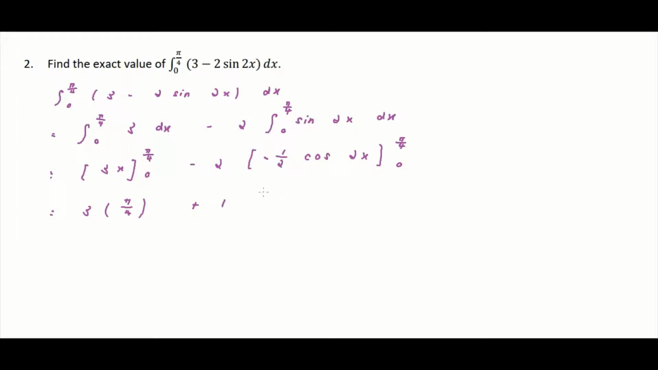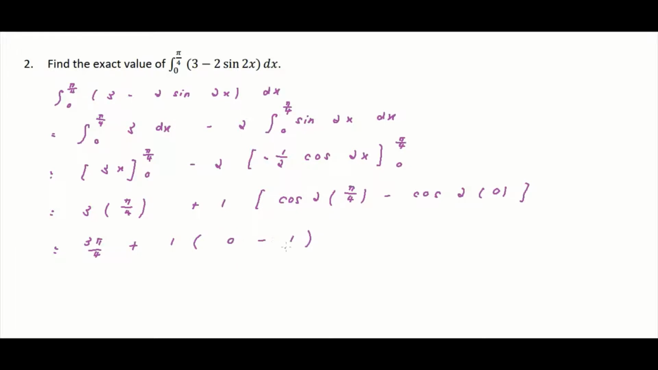For the cos 2x, now we can try to substitute. So cos 2 times pi over 4 minus cos of 2 times 0. Please don't skip this step because I know 2 multiplied with 0 gives you 0, but cos 0 is not giving you 0. So equal to 3 pi over 4 plus 1. Okay, cos pi over 2, so cos 90 degrees gives you 0. Minus cos 0 gives you 1.